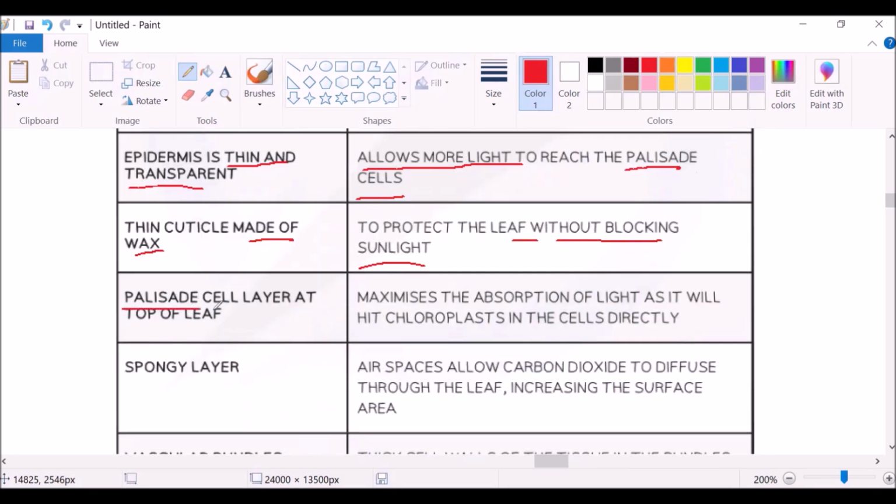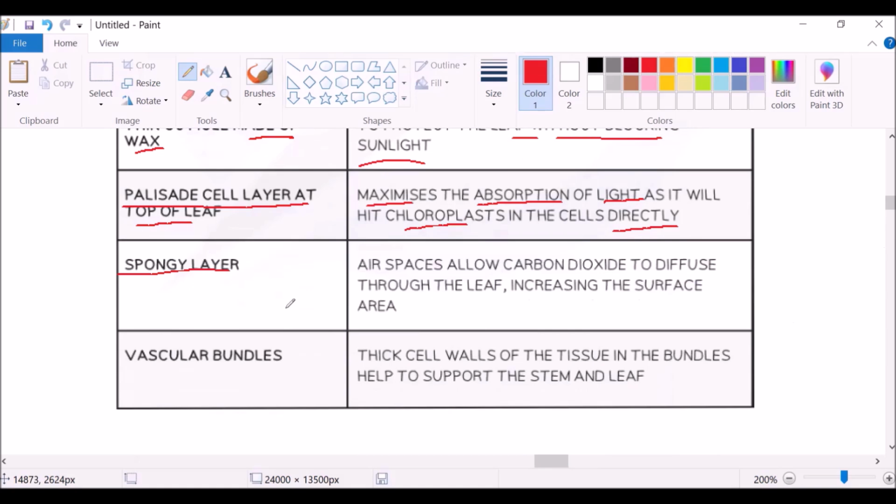The availability of the palisade cell layer at the top of the leaf maximizes absorption of light, as it will hit chloroplasts in the cells directly. The spongy layer helps in allowing carbon dioxide to diffuse through the leaf in order to reach palisade cells. The vascular bundles with thick cell walls help to support the stem and the leaf.